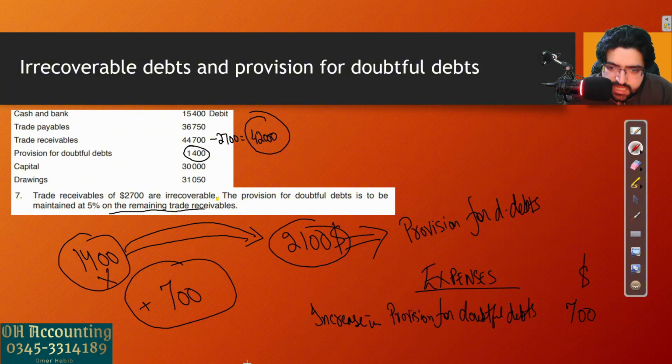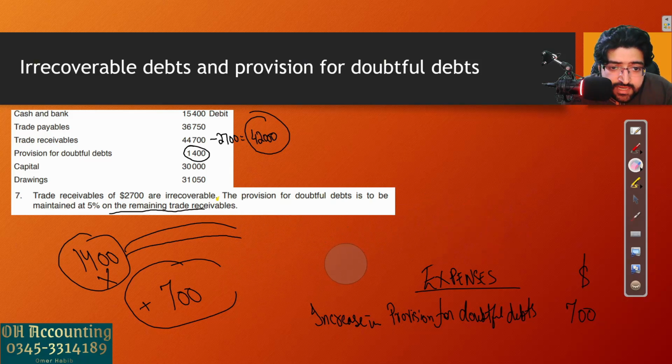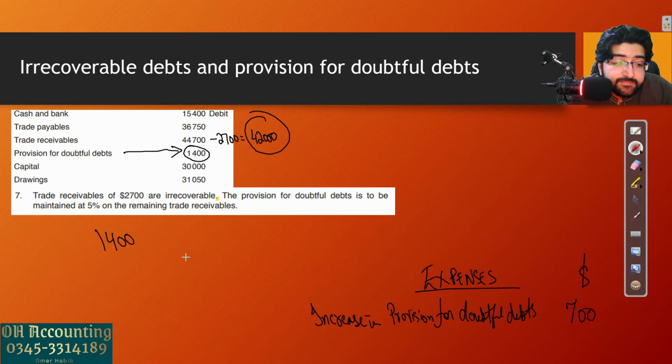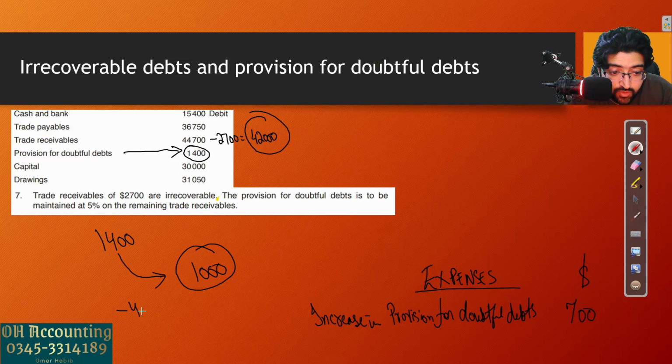Now, let me give you an example. Let's suppose our provision, this is the previous provision value 1400 opening value, and let's say at the end of the year when we calculated, our value was coming as 1000 for provision of doubtful debts. In this case the provision has actually decreased by 400. This is the decrease of 400, right?